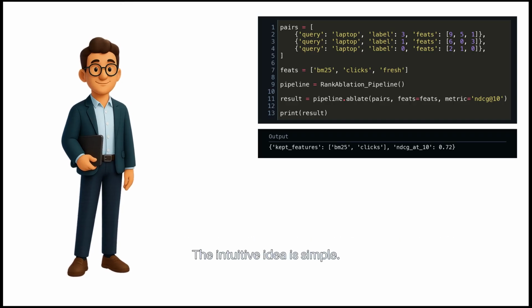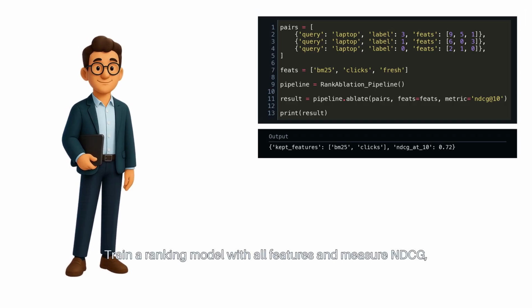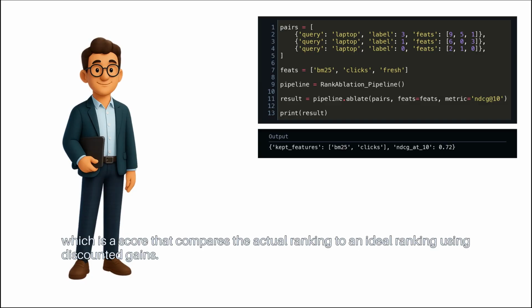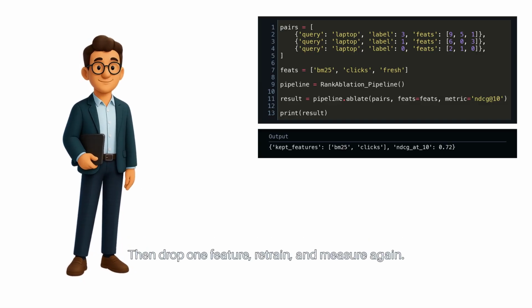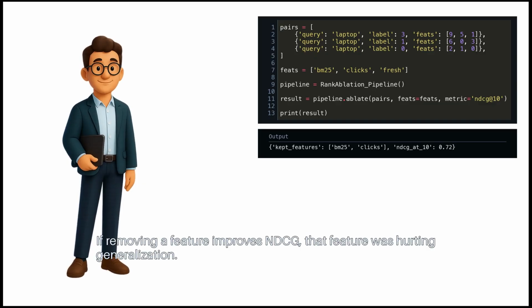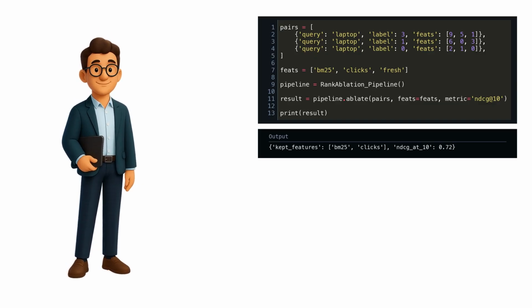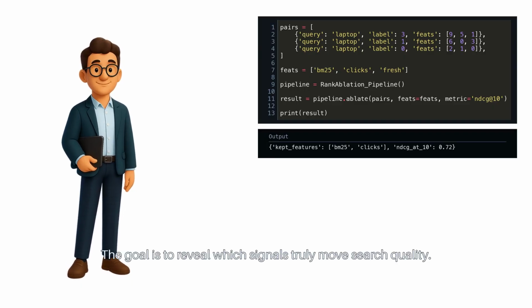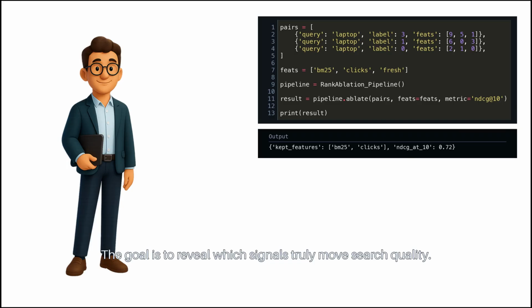The intuitive idea is simple. Train a ranking model with all features and measure NDCG, which is a score that compares the actual ranking to an ideal ranking using discounted gains. Then, drop one feature, retrain, and measure again. If removing a feature improves NDCG, that feature was hurting generalization. If NDCG drops, the feature was helping. The goal is to reveal which signals truly move search quality.